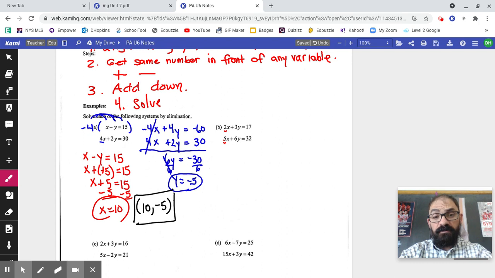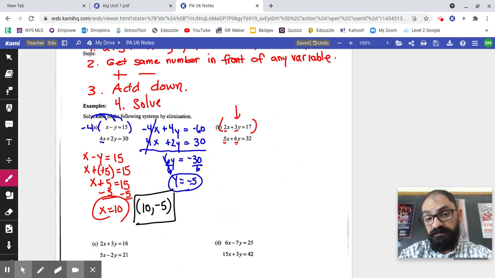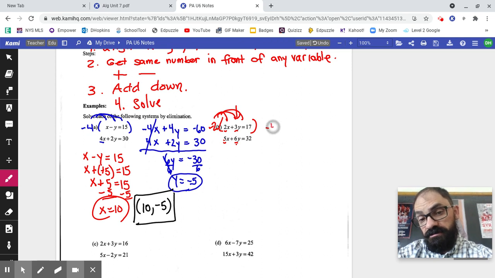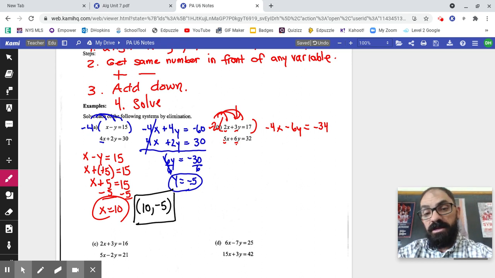A quicker way is eliminating the y's right now, because this is a 6, and I only have to multiply the top row this time. If this is a 6 down here, then up here would have to be a negative 6. So 3 times what gives me negative 6? That's right, negative 2. So if I distribute a negative 2 through, negative 2 times 2x, negative 2 times 3y, and negative 2 times 17, and rewrite the bottom one.